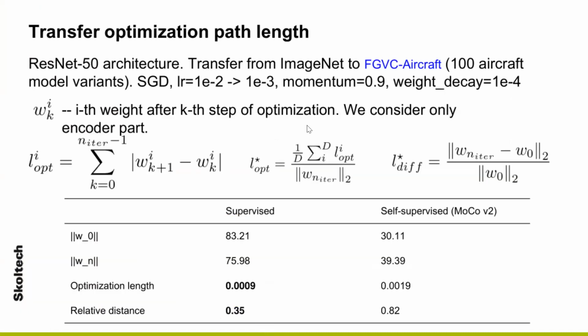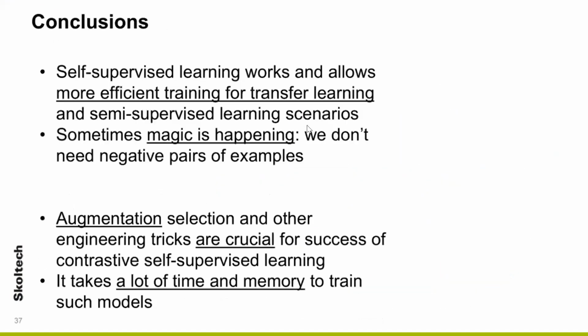And I think it's the end for today. As I have said, the self-supervised approaches, starting from variational autoencoders and ending up with methods based on contrastive learning, work quite well. They allow efficient training and they allow transfer learning. And these representations are meaningful, but sometimes we still have a feeling of magic happening.